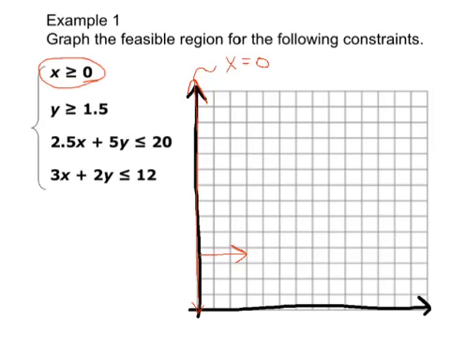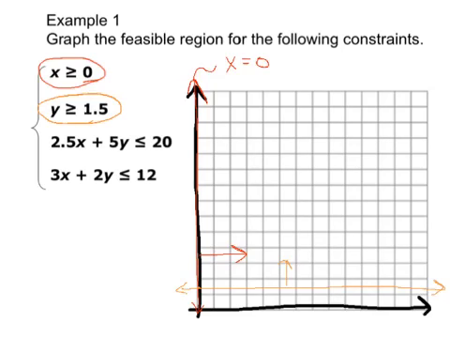Okay, let's try the next one in orange. Y is greater than 1.5. Let's draw y equal to 1.5. There is y 1.5, so it's a line going this way. And y is greater than 1.5 goes like that.